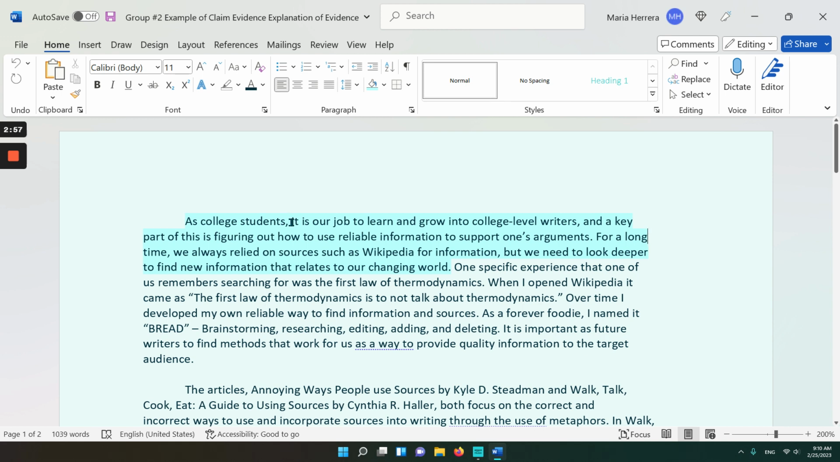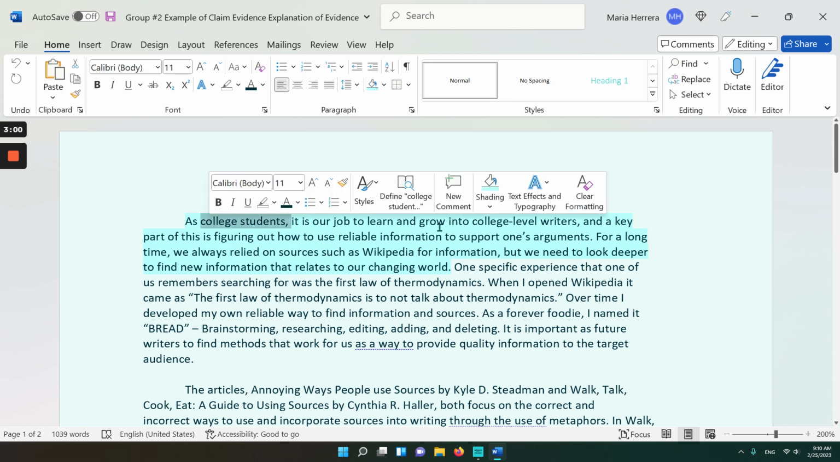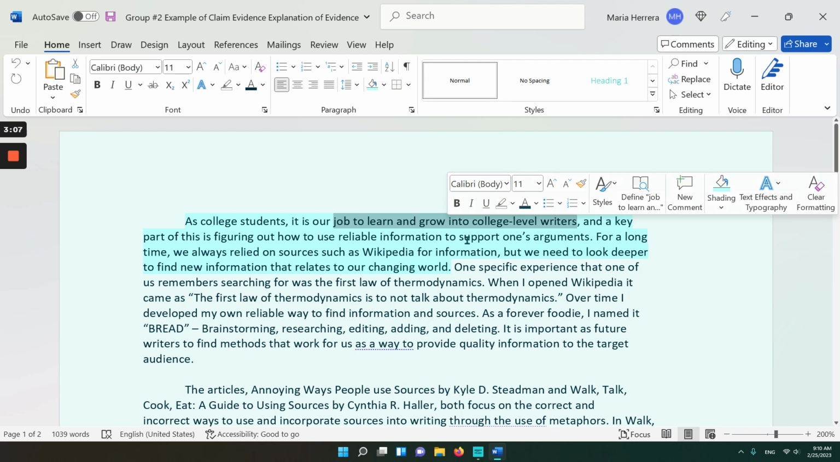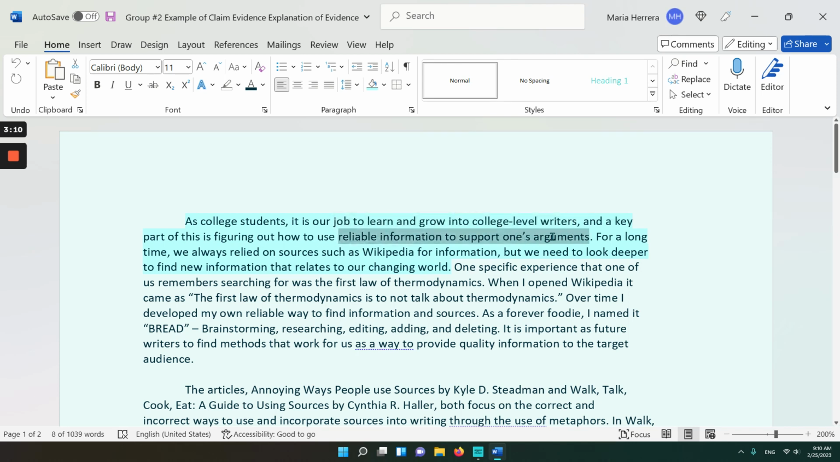Notice, please, how the students are actually introducing themselves. They're talking about their experience when they're into college level writing, what they need to do, how they need to figure out how to use reliable information for purposes that are obvious. We need to actually be good writers who know how to identify good research. So immediately we have those sentences over here, which are really framing what is going on. For a long time, we always rely on sources such as Wikipedia for information, but we need to look deeper to find new information that relates to our changing world. So that is the perfect claim, because it actually includes the perspective of the writers right here.